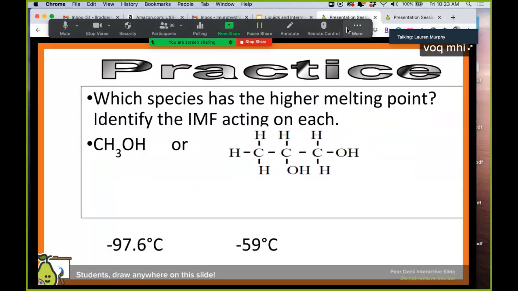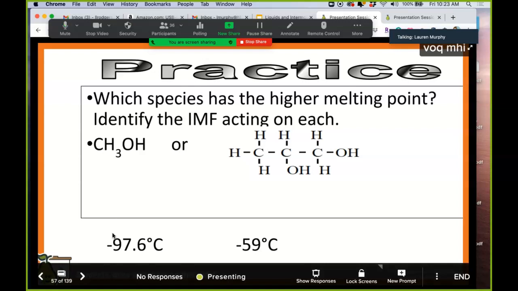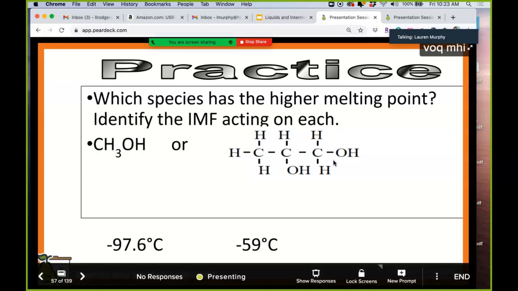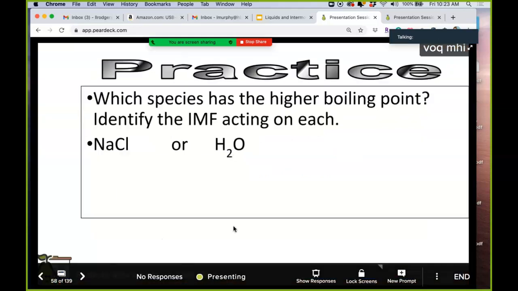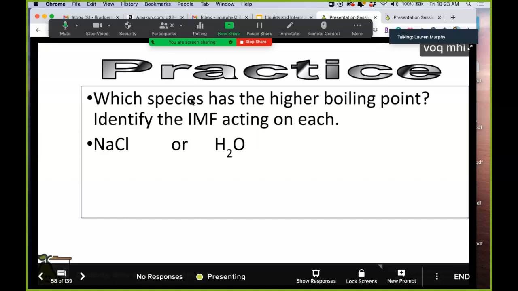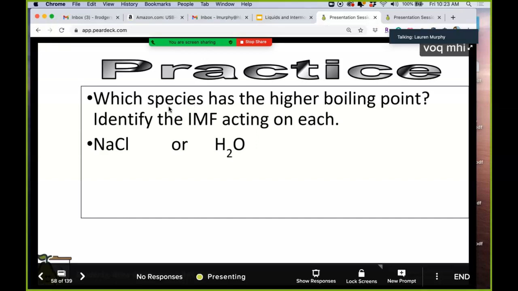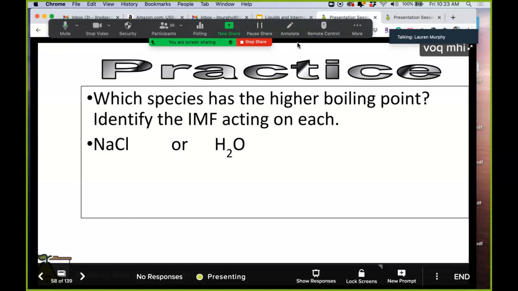All right. So then there's their numbers. This is the temperature at which methanol melts, and this is the temperature at which the propanediol melts. This is a higher number than this number. It's a higher melting point. So identify which species has the higher boiling point. So again, identify the intermolecular force acting on each.